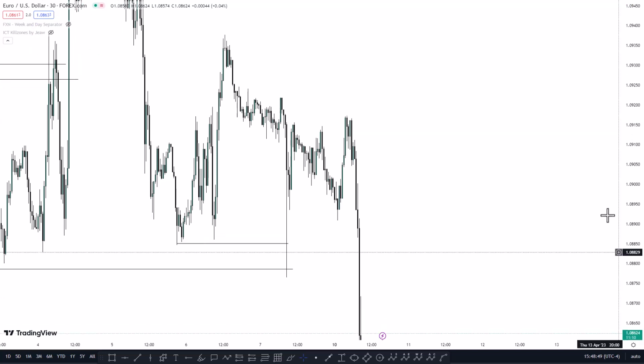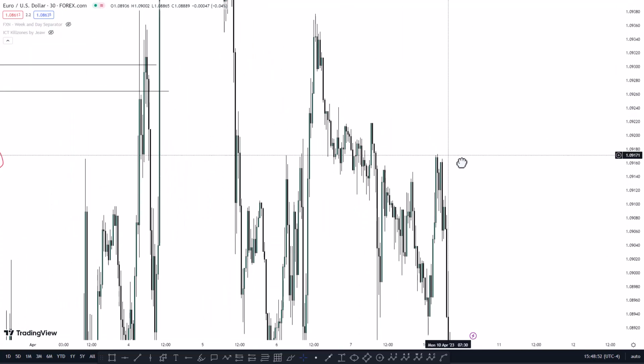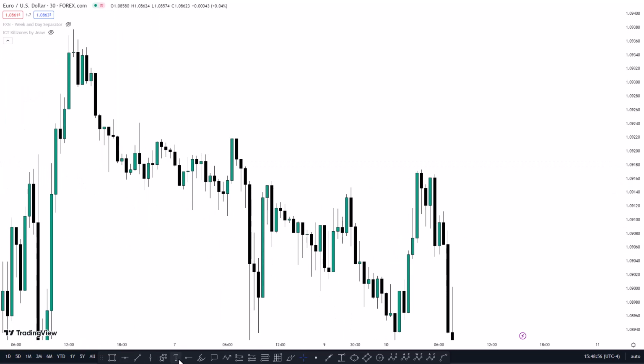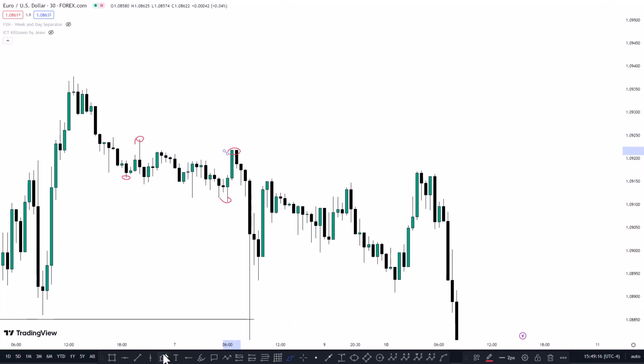So from here we have a structure low that was formed here, a structure high. Look at this retracement move. Then when the market is here, it comes back to clean out all of these highs, making this the main structure, as you can see. And then we have got a break in this area.